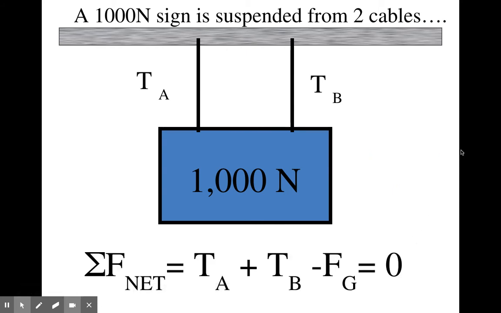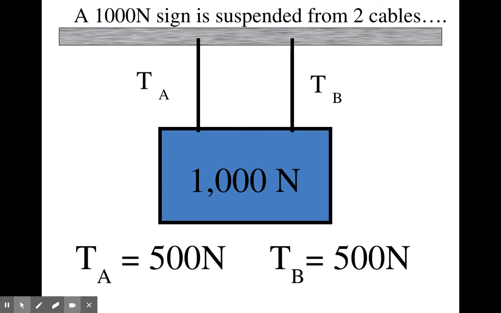Here's our net equation. The sigma force net would be equal to the tension of A plus the tension of B minus the downward force due to gravity. And all that should equal zero. If it didn't equal zero, then if it was positive, the box would be pulled up. If it was negative, that means the box or the sign or whatever would be falling down.